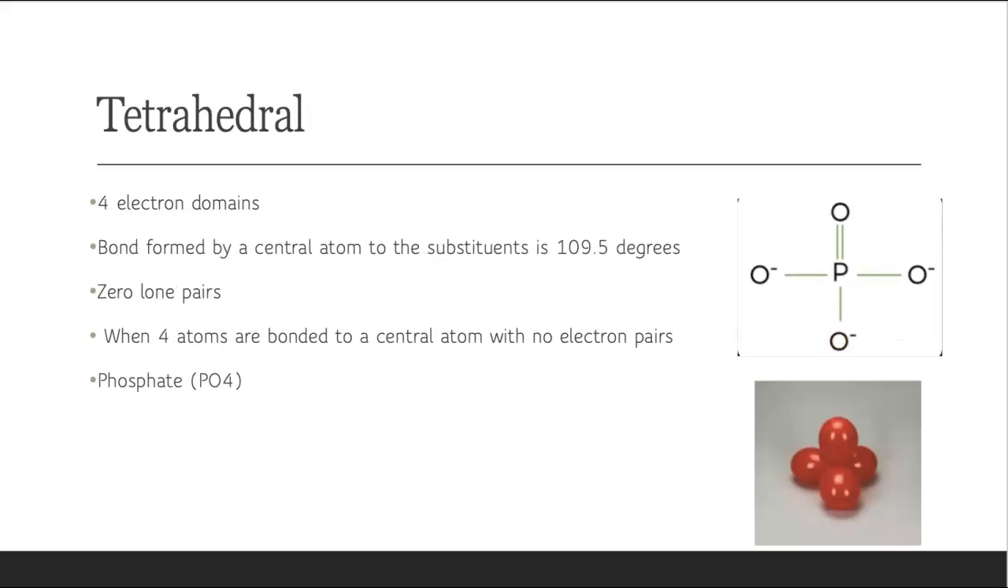For the next example, we have tetrahedral, which has 4 electron domains, and it is a bond formed by a central atom to the substituents and is 109.5 degrees, 0 lone pairs. When 4 atoms are bonded to a central atom with no electron pairs, as pictured in the balloons, and my example is phosphate, which is PO4, as pictured above the balloons.